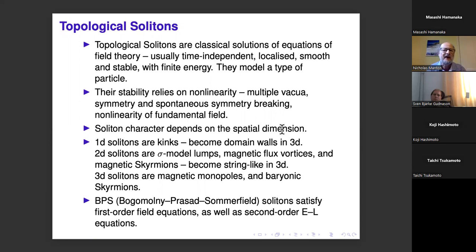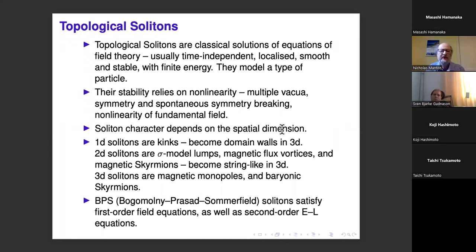They're not like delta functions. They're not point-like. They have a finite size, and that makes them attractive as models of particles. And they have finite energy. They model a type of particle, or localized structure, possibly in a condensed matter situation, not an elementary particle. And their existence and stability relies on nonlinearity. The field equations must be nonlinear. If you have linear equations, you tend to get just waves. But this localization depends on nonlinearity.